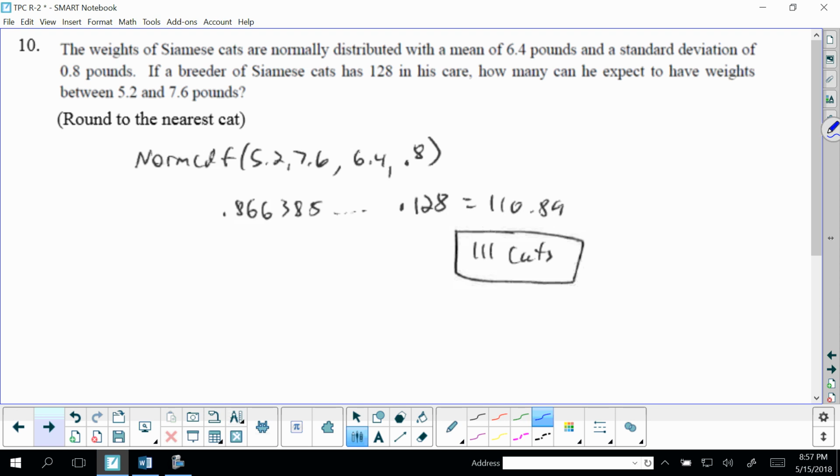But we wanted to know how many of the 128. So we then have to multiply that by 128. That gives us 110.89 cats. They wanted to the nearest cat, so that was 111 cats. So a little twist on the ones we did in class. We had to multiply by our total amount to find our total number of things, not the percent.